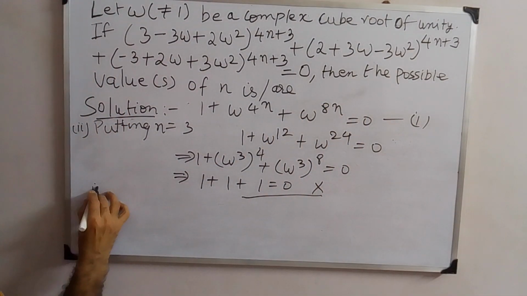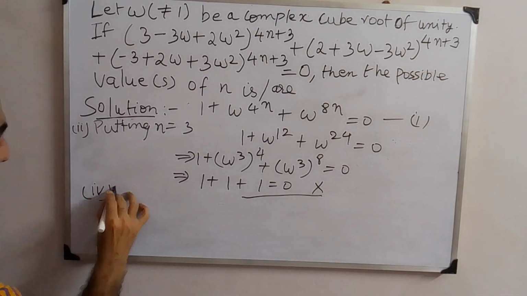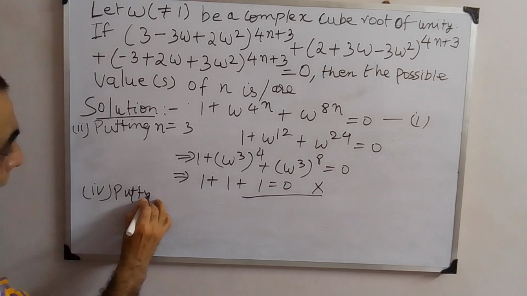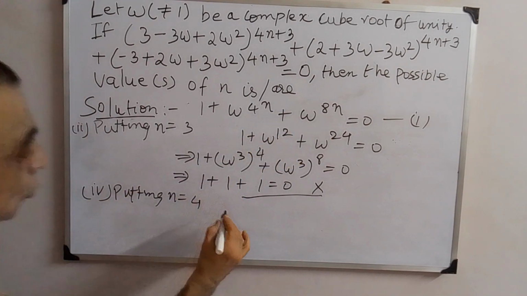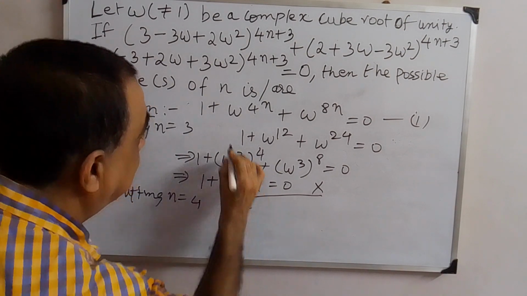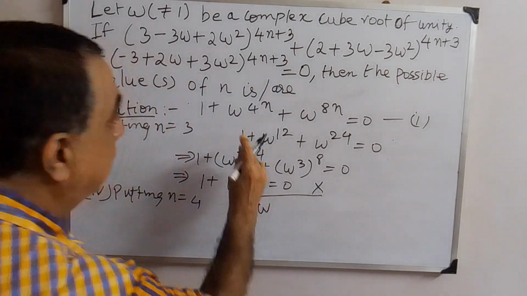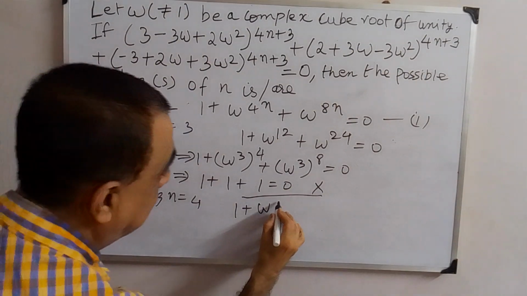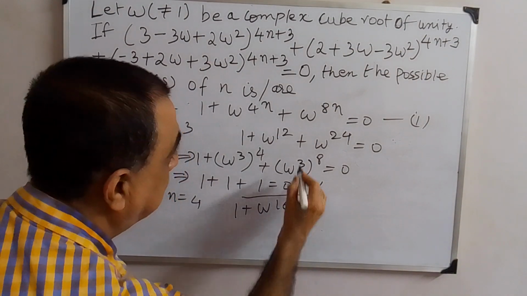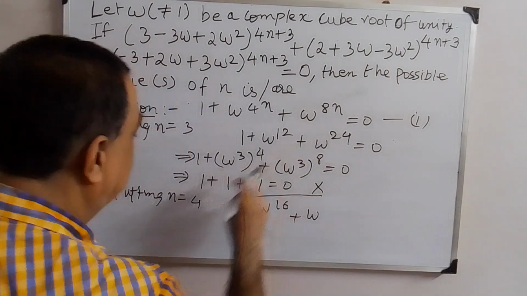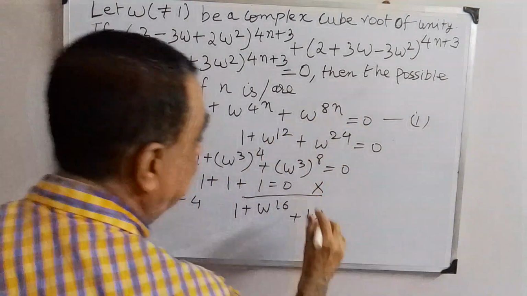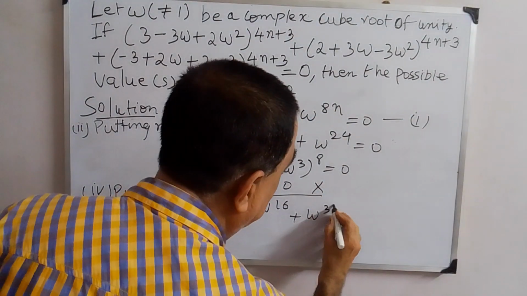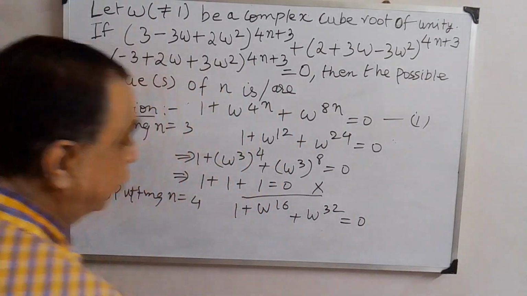Now let us check n equals 4. Putting n equals 4 in the given equation, what are we getting? 1 plus omega to the power 4 into 4, which is 16, plus omega to the power 8 into 4, which is 32, equals 0.